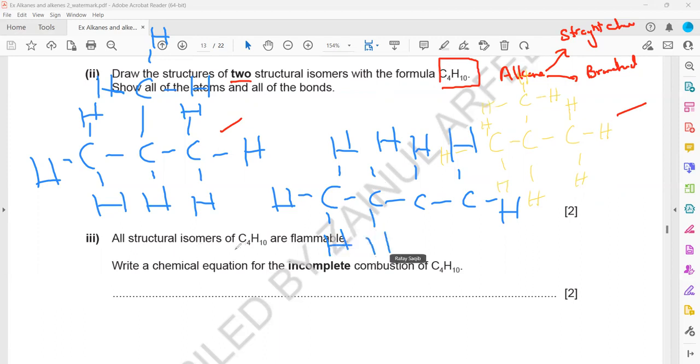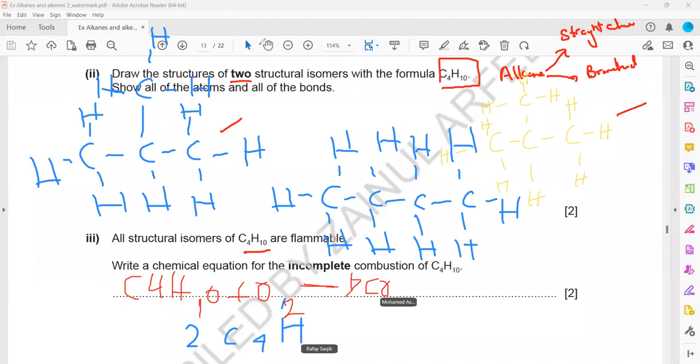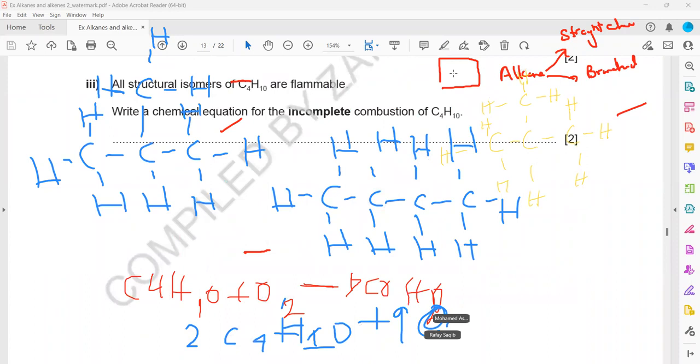The next one: all structural isomers of C4H10 are flammable. Flammable means they can catch fire. So we want to write a chemical equation for the incomplete combustion of C4H10. Just a minute. Carbon monoxide is produced. Yeah, so carbon monoxide is produced. So CO plus. So carbon monoxide will be produced.